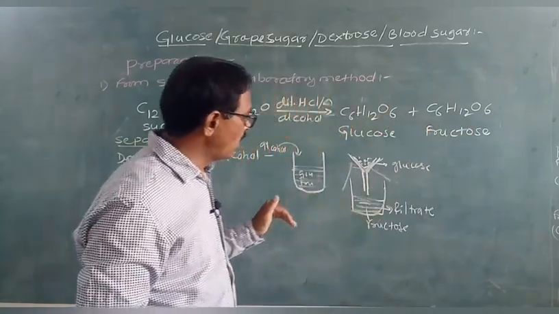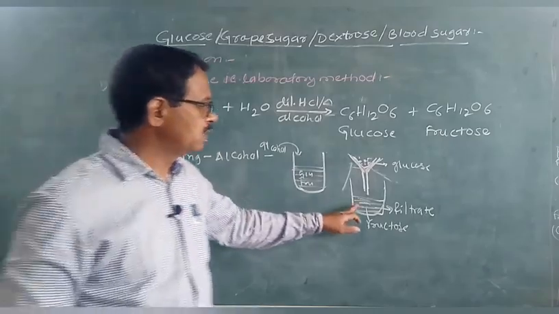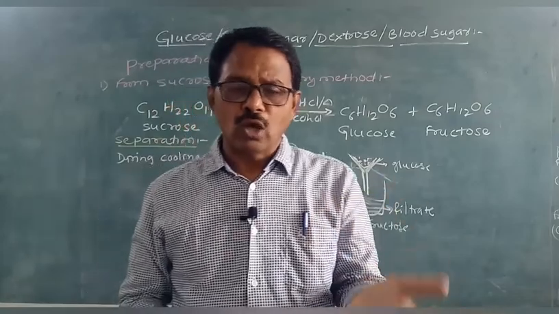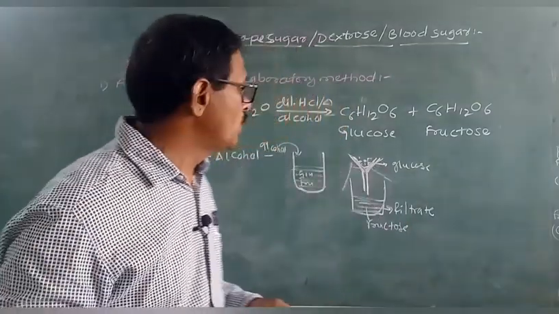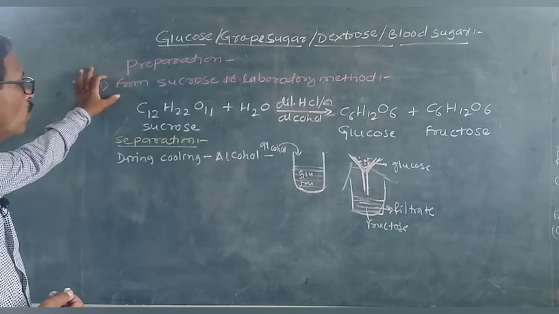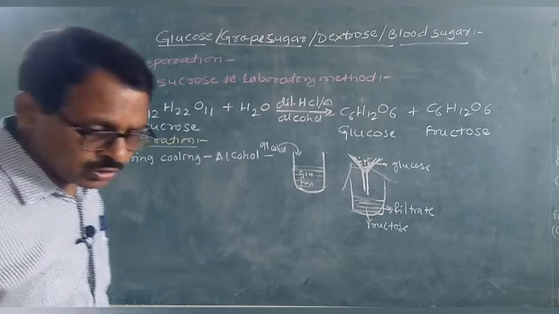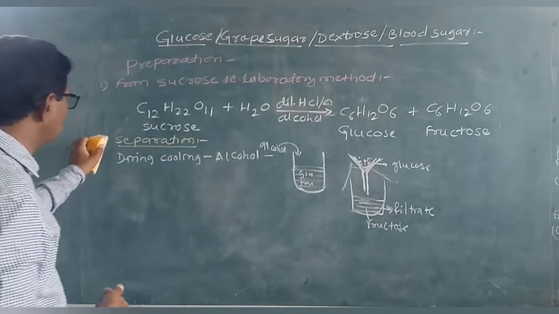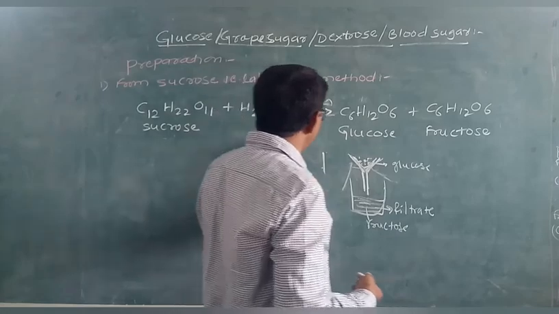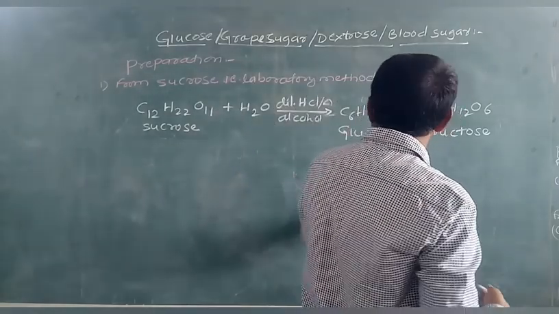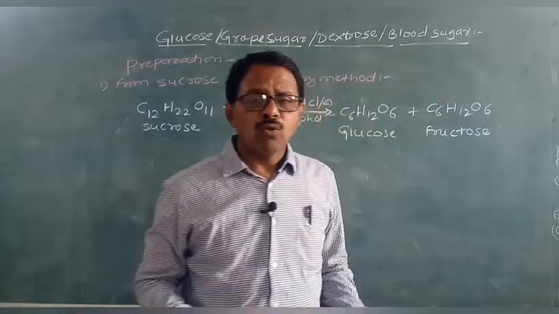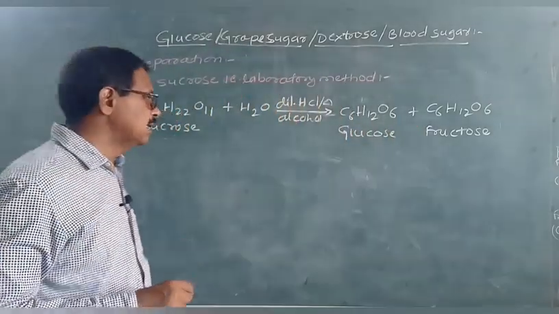That alcohol and the amount of water which is present here is to be evaporated, and then we will get pure fructose also. In this way, we can prepare glucose from sucrose. It is regarding the first method of preparation of glucose, and it is a laboratory method. This method is not used to prepare glucose on a large scale.